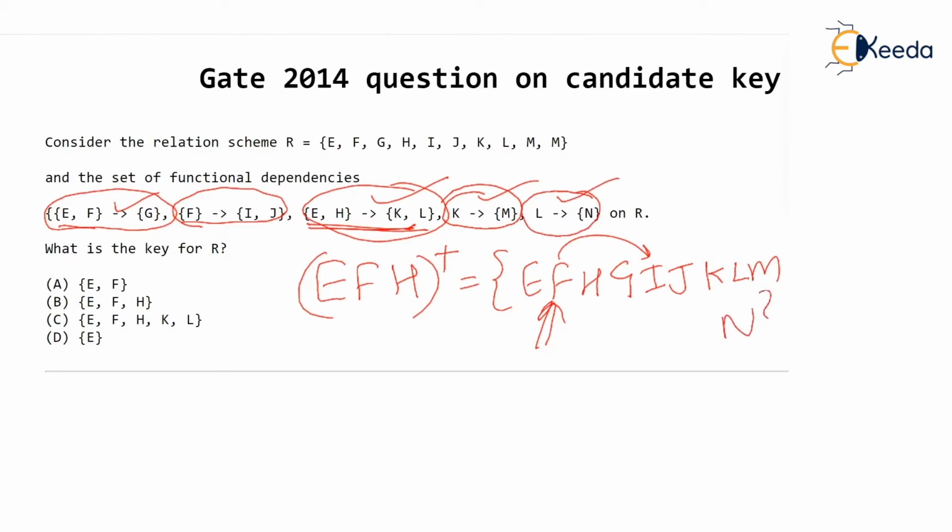I hope you have understood. That means E, F, H, all these three attributes can determine all the attributes. So E, F, H is the answer. You can try other options. Of course, D is absolutely not possible because E and F are missing on the right hand side. So E and F must be part of the candidate key. I hope you have understood this. So option B is correct.